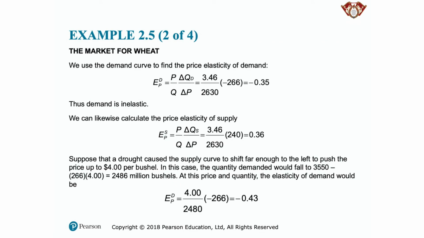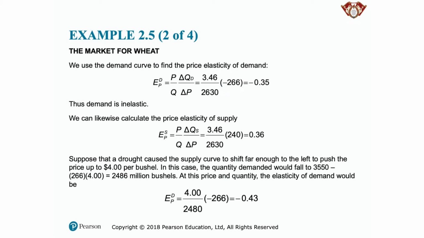Then we use a demand curve to find the price elasticity of demand, right? Price elasticity of demand. So equilibrium price, we already calculated: $3.46, equilibrium quantity, this unit. And the remaining part is this one, change in QD over change in price. This one is minus 266.